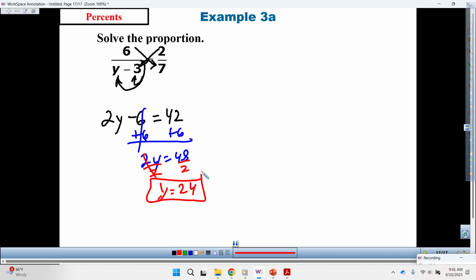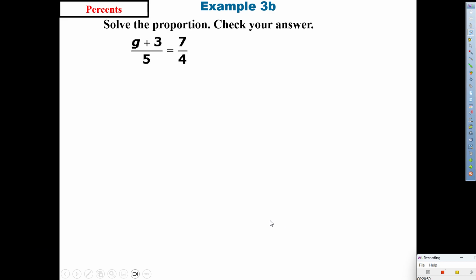Is it coming back? Yes? Yeah? All right. No? Okay, Caitlin. Copy this one. Example 3b. G plus 3 over 5 equals 7 over 4. Give me 1 minute. Go.